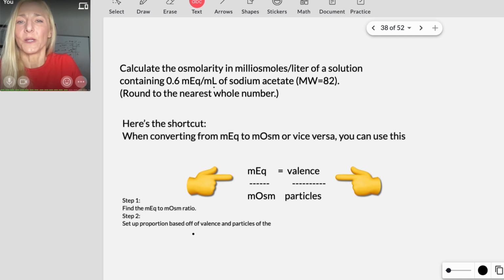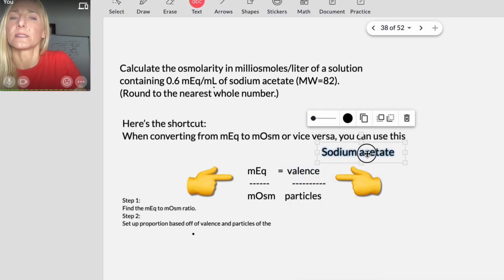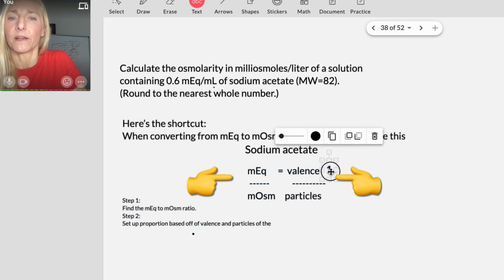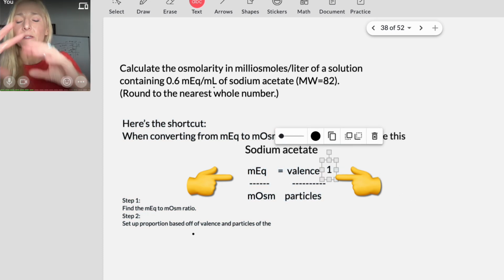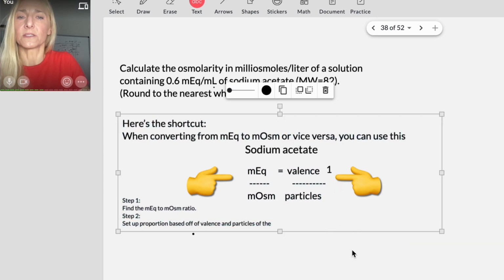So we can just take sodium acetate, because that's what this question is talking about. We find the valence. Valence is 1 for sodium acetate. The particles, because it dissociates into 2 ions, are 2.